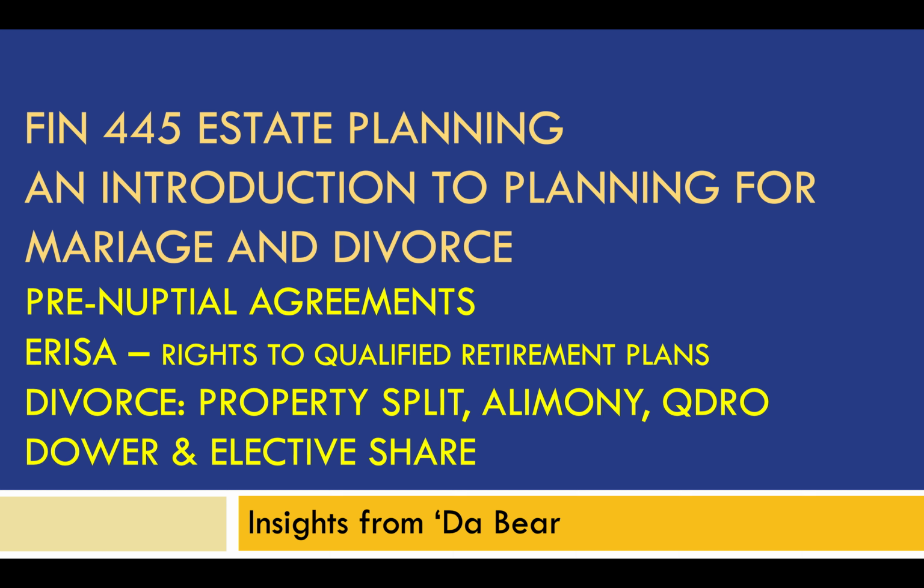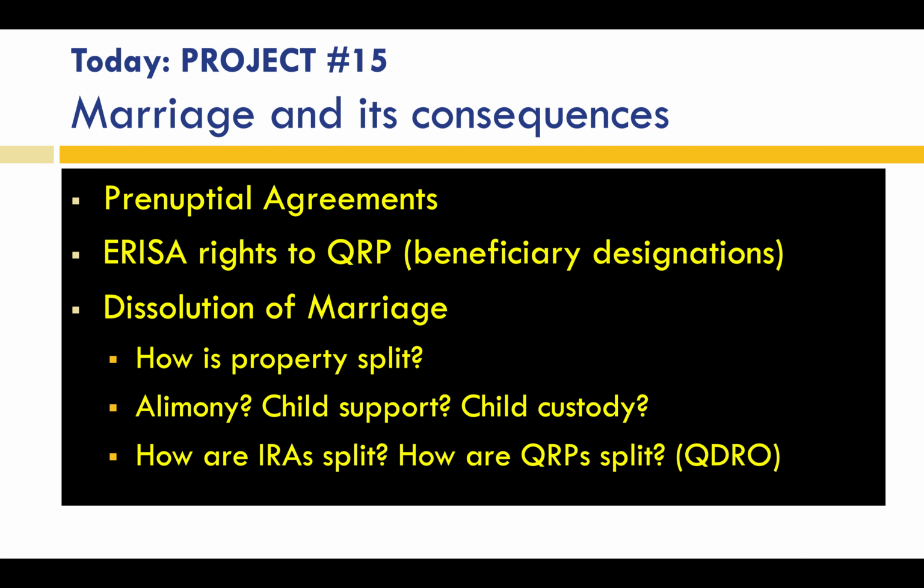So we're going to cover prenuptial agreements, ERISA, and the rights that spouses get to qualified retirement plans. Divorce, how to split property. In a divorce, what is marital and non-marital property. Discuss alimony very briefly, and qualified domestic relations orders, which is something that financial advisors can sometimes see when you're required to split an IRA account, or not an IRA account, but rather a qualified retirement plan account like a 401k. And also a little discussion of dower, again, in the state of Kentucky, an elective share. All right. So let's talk about these things, including prenuptial agreements and all that.